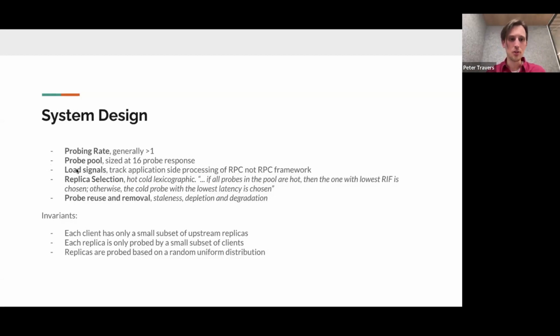And then load signals, that is the requests in flight. They wanted to note that it's the time spent processing the RPC itself before it gets handed back to the RPC framework, so gRPC. So it's tracking that latency and that for requests in flight.